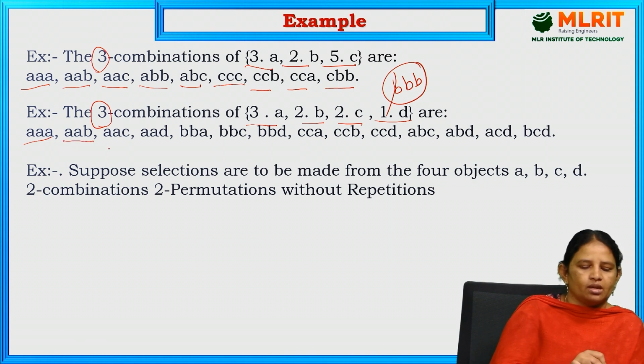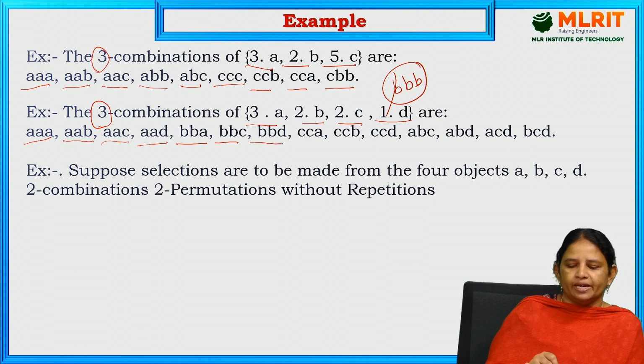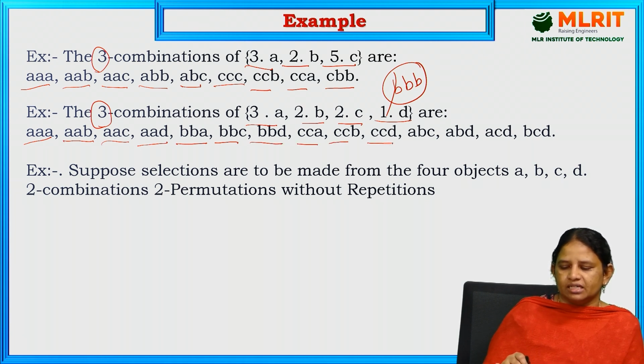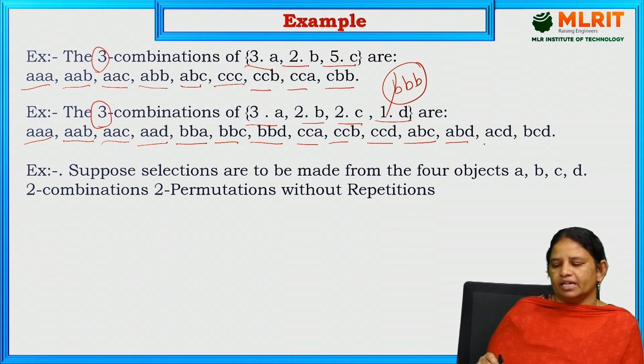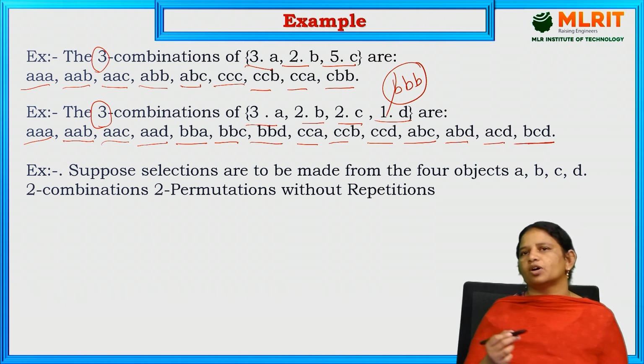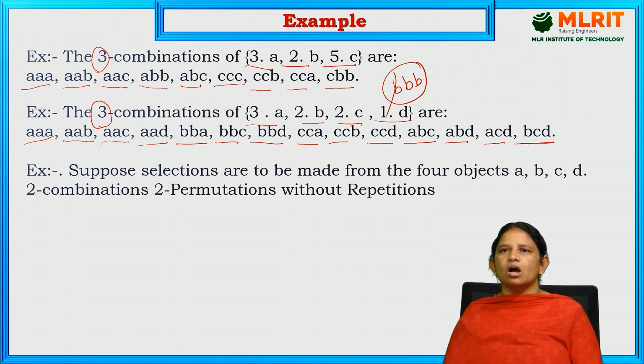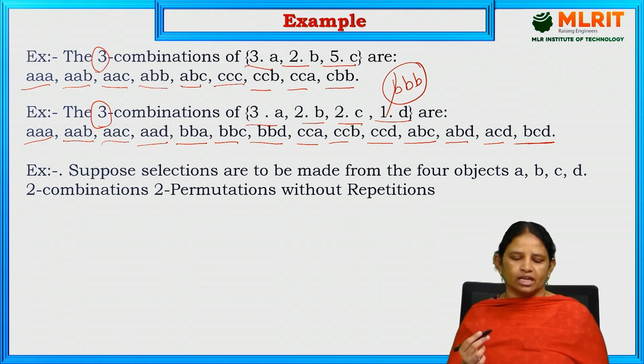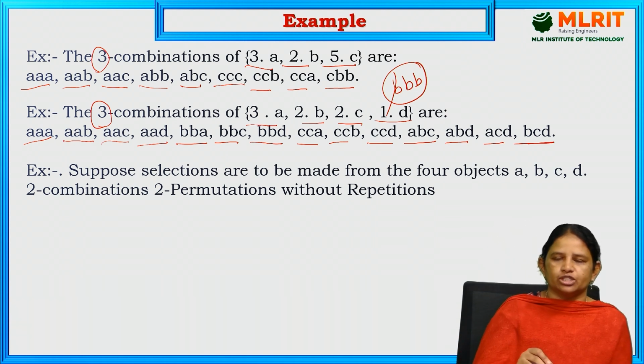AAB, AAC, AAD, BBA, BBC, BBD, CCA, CCB, CCD, ABC, ABD, ACD, ABCD. These are the possible combinations for the letters of 3 A's, 2 B's, 2 C's and 1 D.